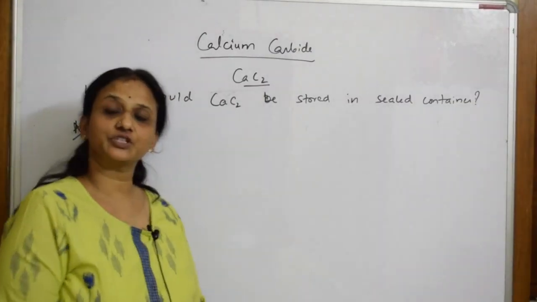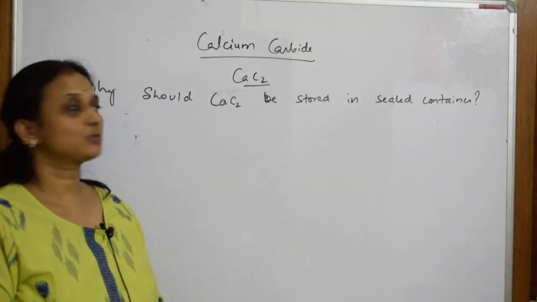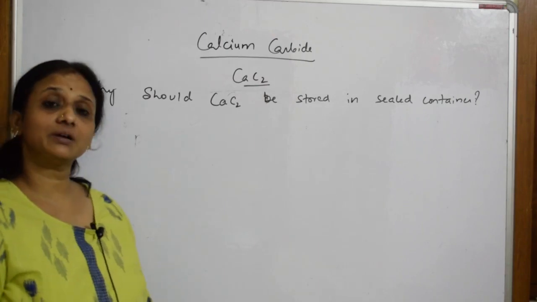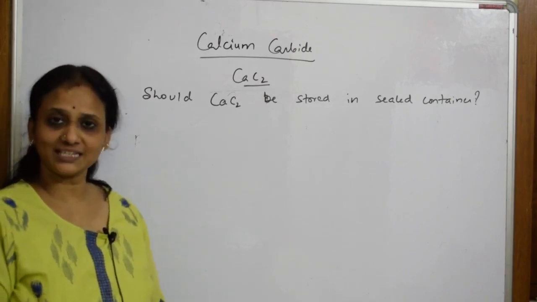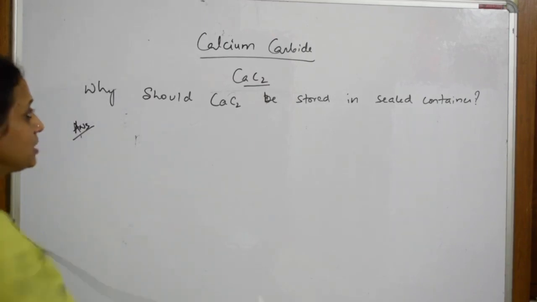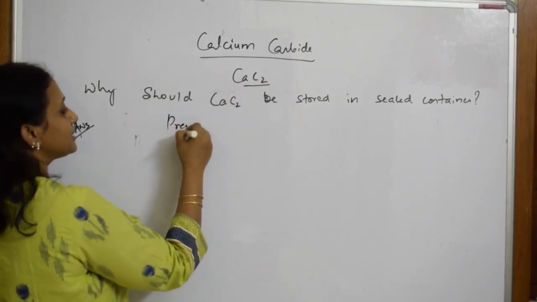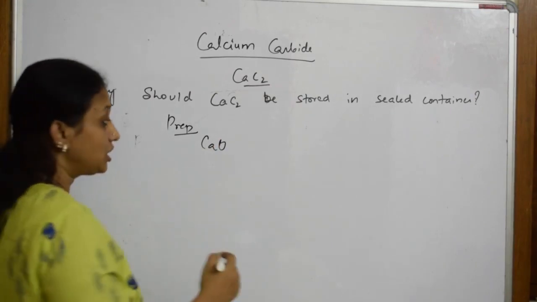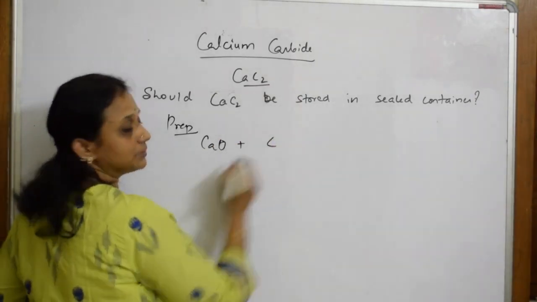Right, now let's see one question based on calcium carbide. One quite common question asked, let's see the reason first. What is this? Why should calcium carbide be stored in sealed containers? So for that, let us see the preparation of calcium carbide. How is this prepared? First I'm going to take quicklime, calcium oxide. To this I'm going to add coke, carbon.